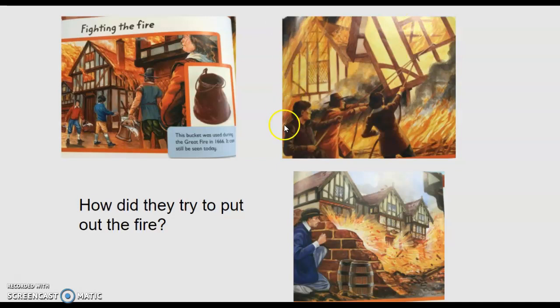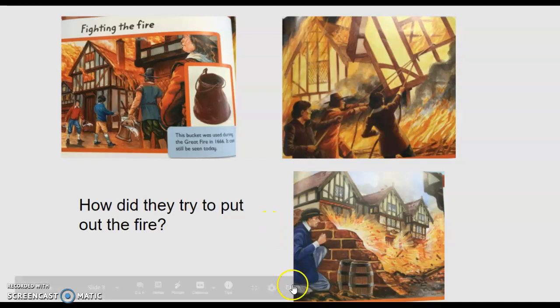Now, can you see the second picture here? Can you see what they're doing? They used fire hooks to pull down the buildings. And what that was going to do, when they pulled down the buildings, they hoped it would make a fire break and that would stop the fire from spreading. But unfortunately, it didn't stop it from spreading, and actually, the fire just jumped over the break and then spread to the next houses.